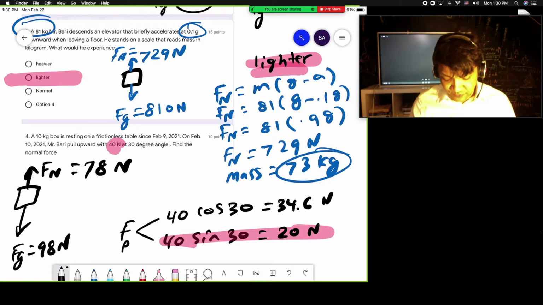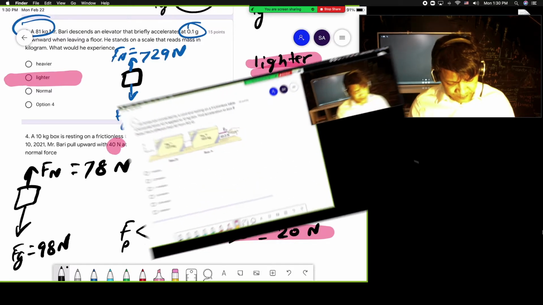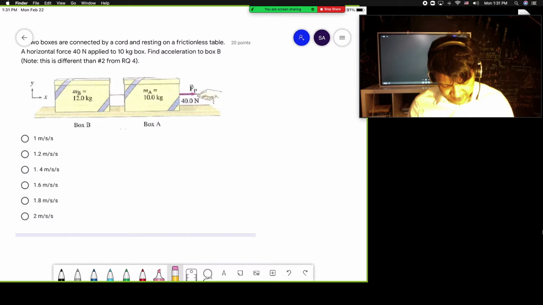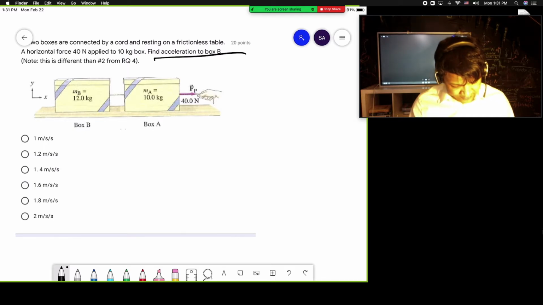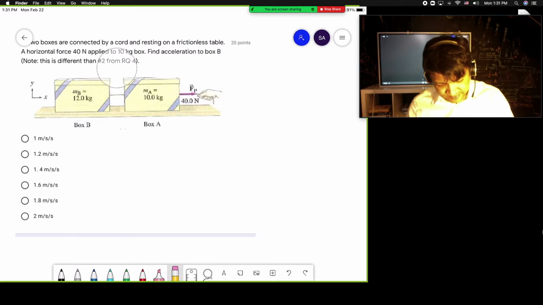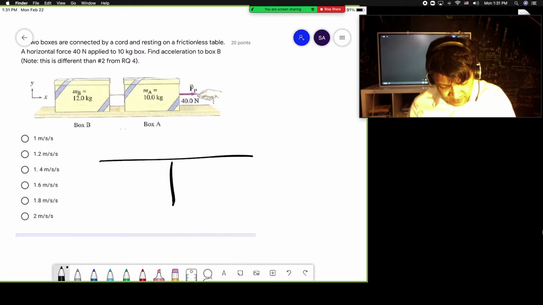Okay. So now we're going to problem number 4. By a rope, we want to find the acceleration of box number B. All right, so let's find the acceleration. We have two boxes, this box and this box. Let's draw the free body diagram. So let's say box 1 and box 2. For box 1, how many forces? I see one force.